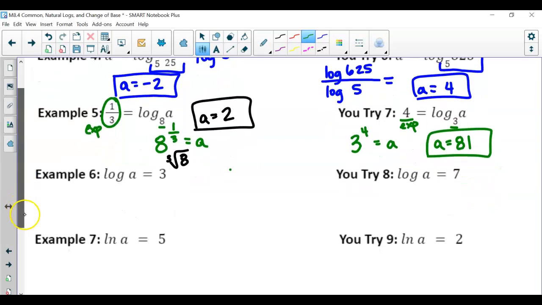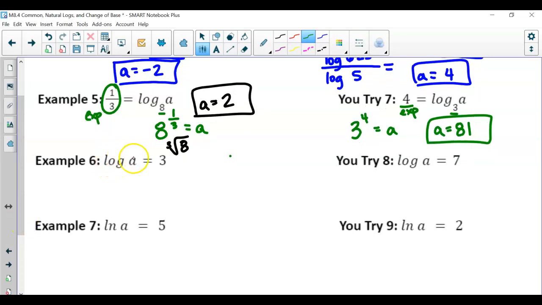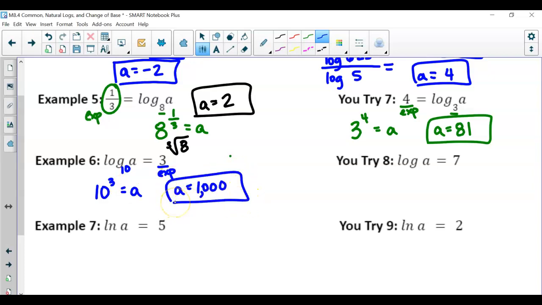Now, example 6, notice how you just have log of a. So now notice we do have a common log because if there's no base, it's understood to have a base of 10. So this is now 10 to the 3rd power, right? Because our exponent here, that's what our log is always equal to, is equal to a. So here that means that's just 10 to the 3rd power, where a is equal to 1,000. So go ahead and pause the video and try.